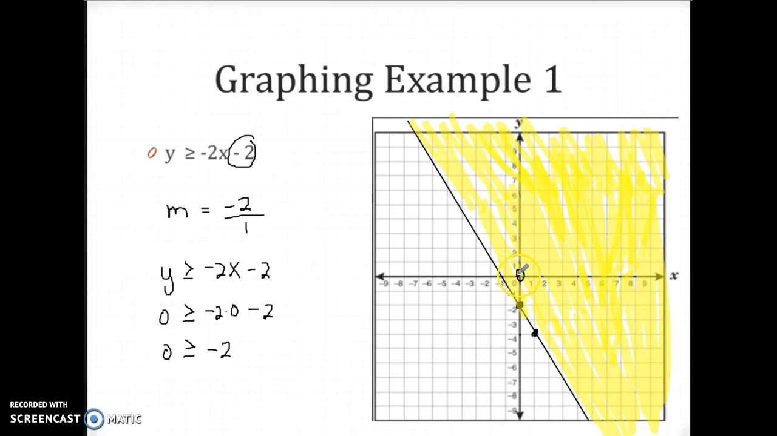If I did this point and it was not a true statement after choosing a test point, then I know I shaded the wrong side. But in this case, my test point worked out. The point 0, 0 made a true statement, so I know I have the correct side shaded.